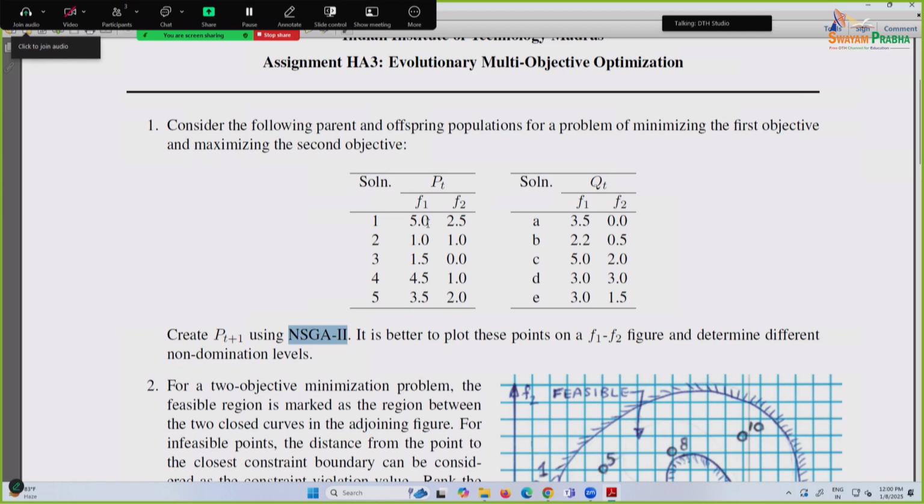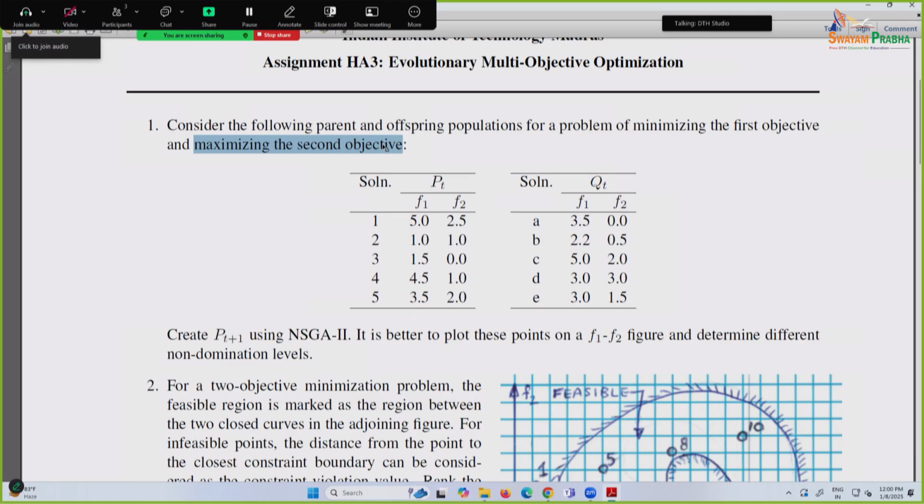I'm not giving you x1, x2. These are f1, f2 values directly for a problem. We have to look at this. I have to minimize the first objective and maximize the second objective. I made it a little complex. So what are you going to do?